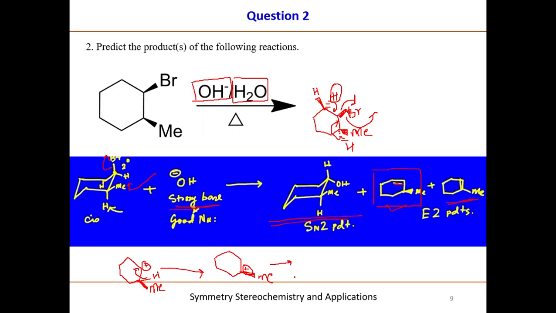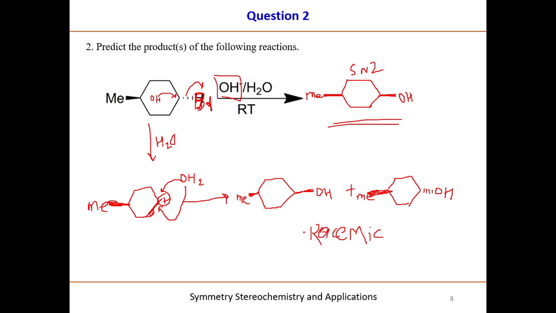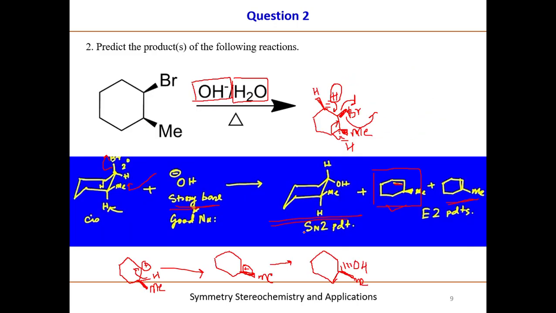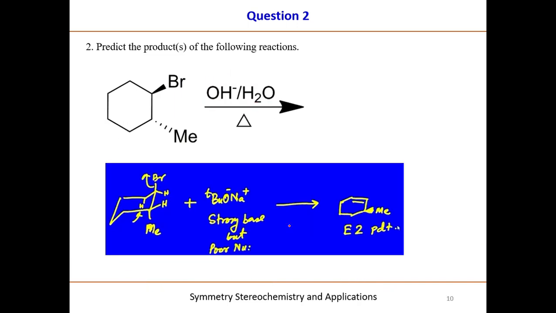So what will happen here now? The nucleophile will attack from the back side, because only below the plane is available for the attack. Methyl and OH. So this is the product with the SN1 pathway. So this is the second example.